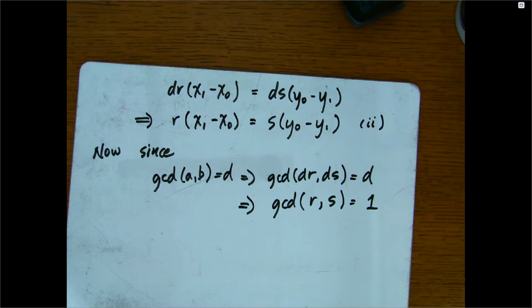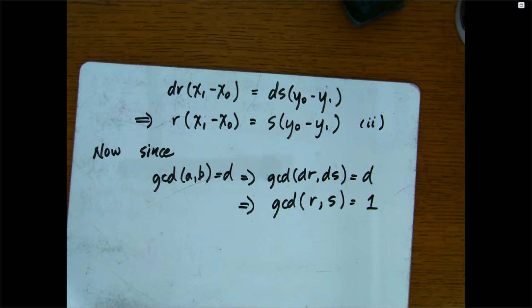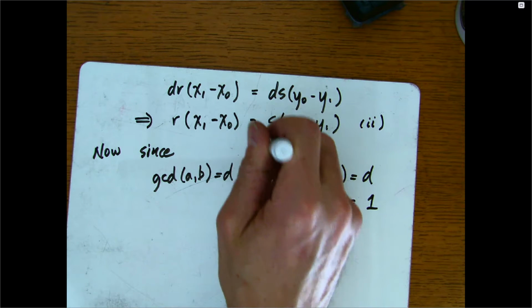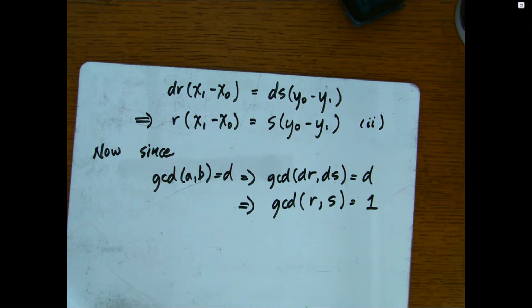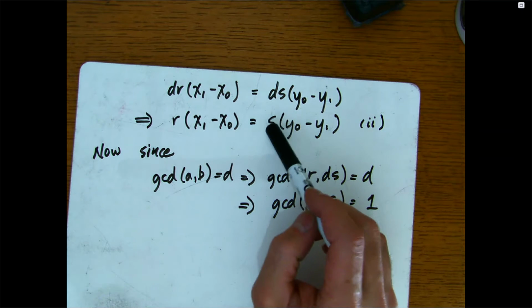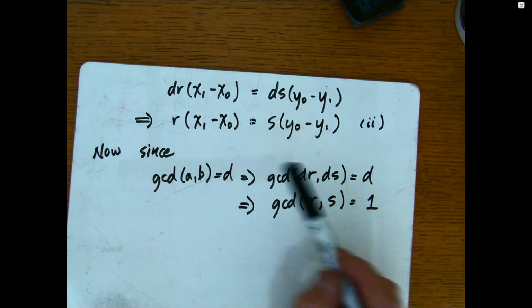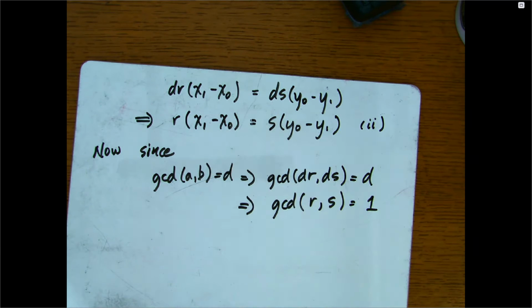So let's just think about this. What that means is that R and S up here are relatively prime. Since this thing is a multiple of R and it's relatively prime to S, that must mean that R is contained in y naught minus y1. And vice versa, since S is relatively prime to R, but S certainly divides this product because it's a factor on the right-hand side, that means S must divide x1 minus x naught. And that's Euclid's lemma, right?